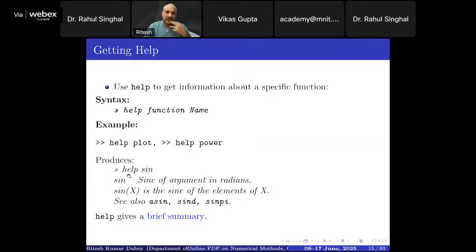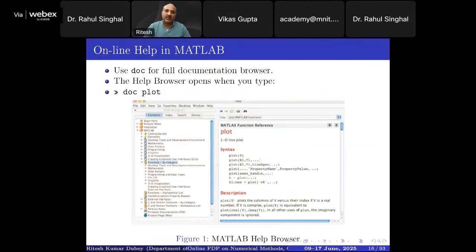For example, if you type help sign, it will give you a brief summary of what the function sign does. It also suggests other possible things you may be looking for. But it gives only a brief summary. If you want further detail, you can go for the full documentation, which is in the browser. You write doc plot, and it will open a browser and show you the details, and you can go through it. After reading the documentation of plot, you will be able to understand what you want.